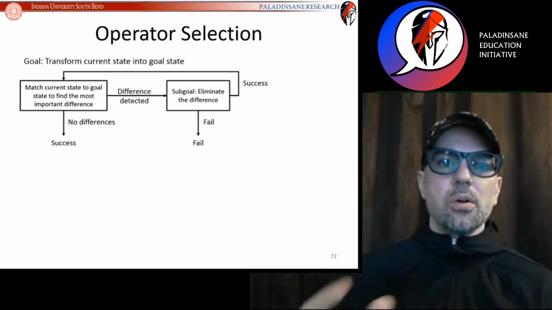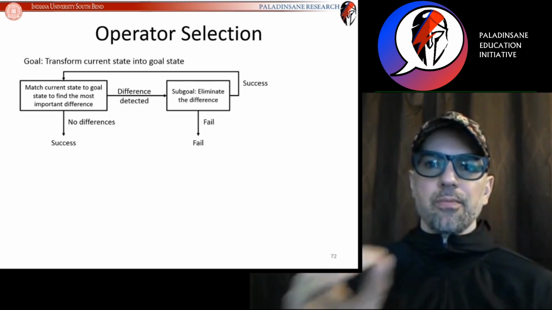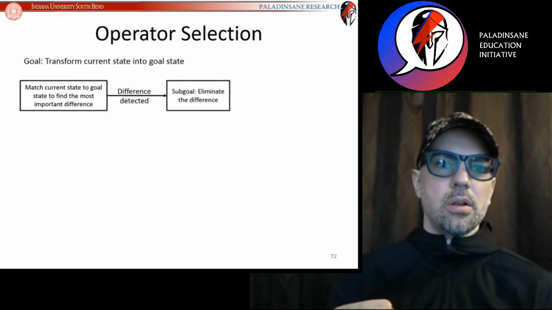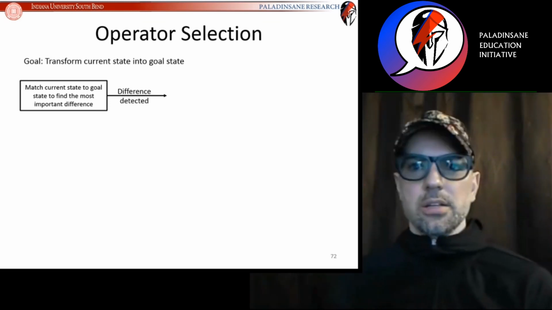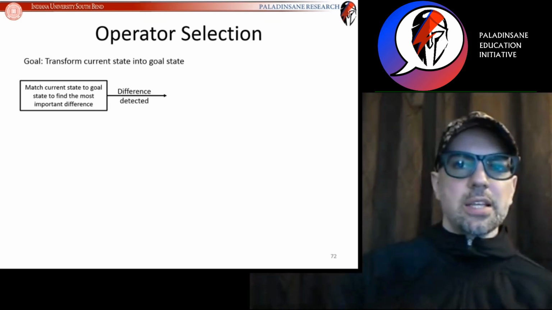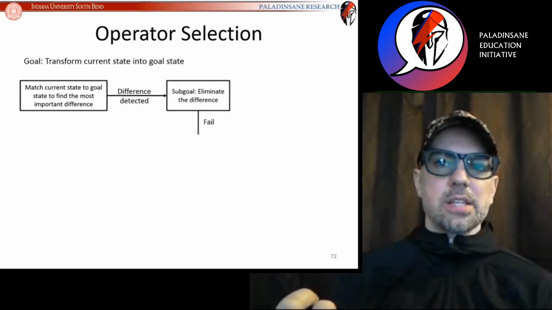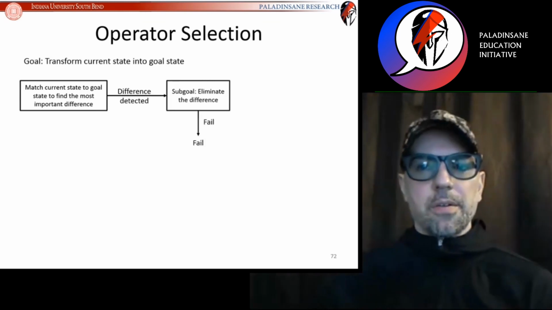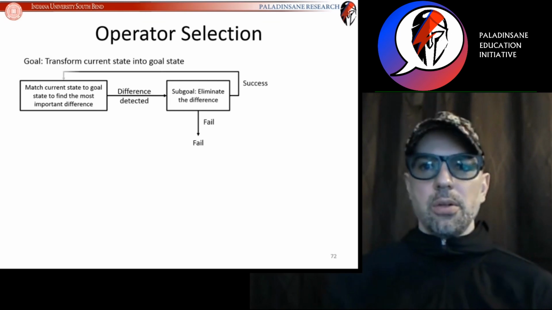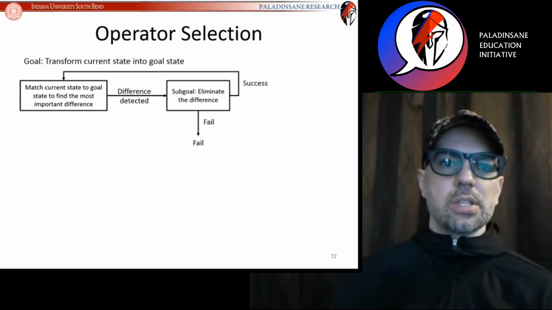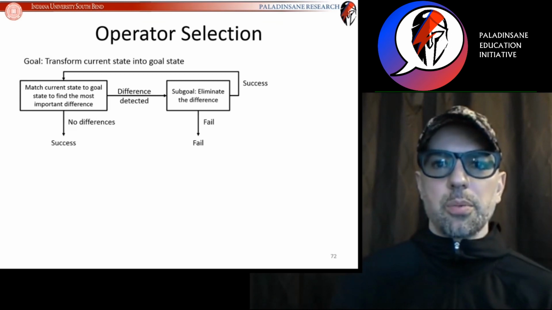So now we have a sub-goal, right? Now we've identified the new goal. The initial goal was to get your current state to the goal state. If you detected a difference, that set up a sub-goal. If you can't solve that sub-goal, then you fail. However, if you can solve that sub-goal, then you have success and you double check whether your current state matches your goal state. And if there's no difference, you've solved the problem.